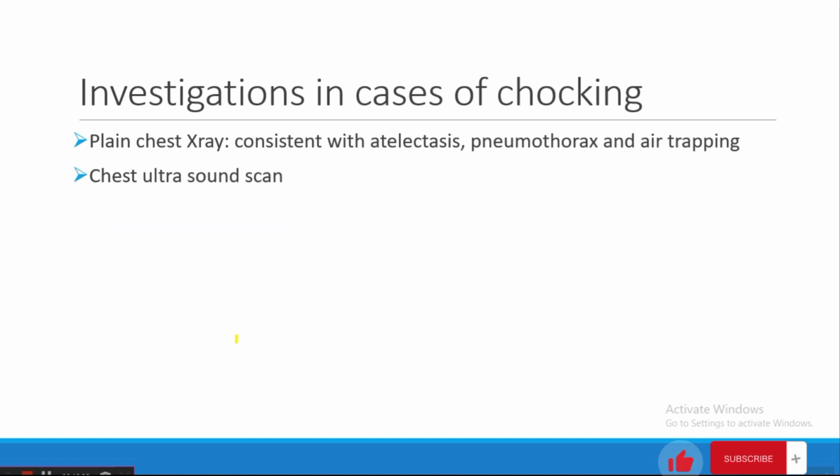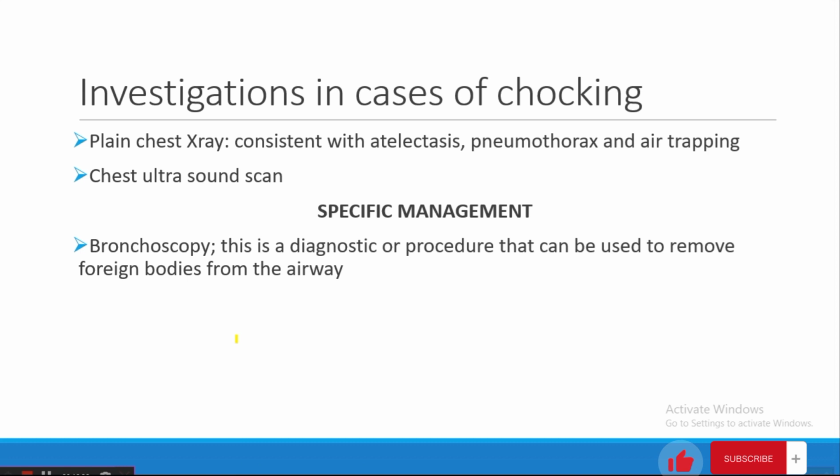Then also you can order a chest ultrasound scan, and then you can also do specific investigations which include bronchoscopy. This can be used as a diagnostic measure, and also it can be a procedure used to remove foreign bodies from the airway. So it can be used as diagnostic and curative. Then also you can do open chest surgery.